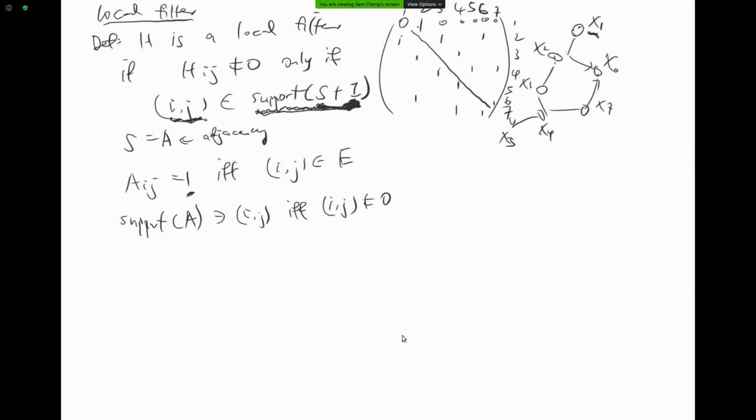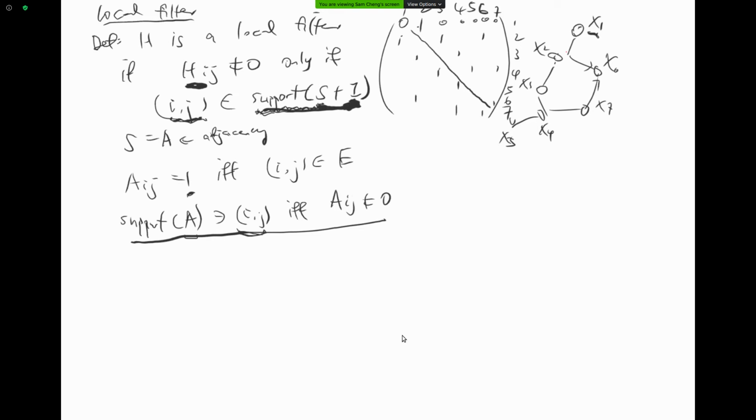So as you can see, this is beside the definition there. I should have only non-zero values for the filter when it's in the support of S plus I. Because if we consider S plus I, the support is a very simple definition. The support contains the index i and j if and only if, for that matrix A, Aij is non-zero.